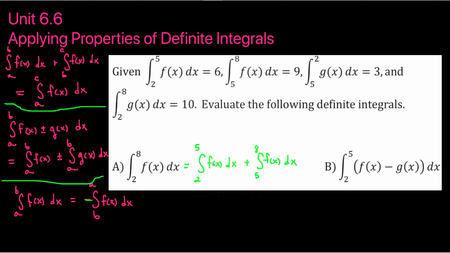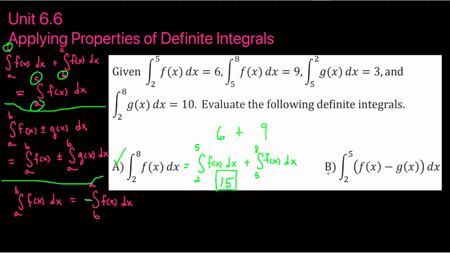We know what these two values are. This is like the first property, where one integral leaves off at b and the next picks up at b, so the total is just the integral from a to c. It went from 2 to 5, then from 5 to 8, and that's just the integral from 2 to 8. We know this one's 6 plus 9, so the whole thing is 15. And that's the answer for part A.